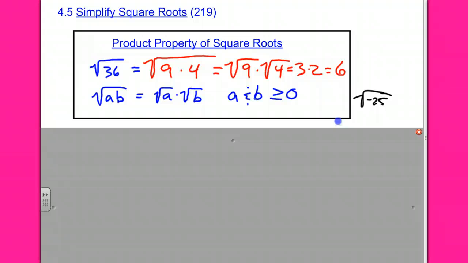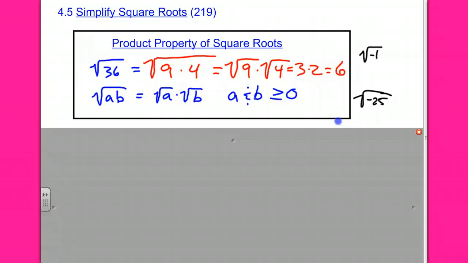No. We know this. Let me bring it down to an easier number. How about negative 1? We know the square root of 1 is 1. So what's the square root of negative 1? 0? 0 times 0 is negative 1? 1 times 1 is negative 1? Negative 1 times negative 1, is that negative 1? Negative 1 times positive 1?